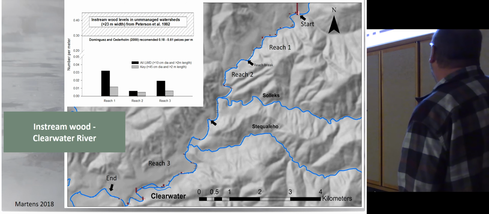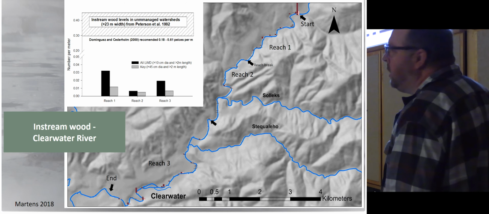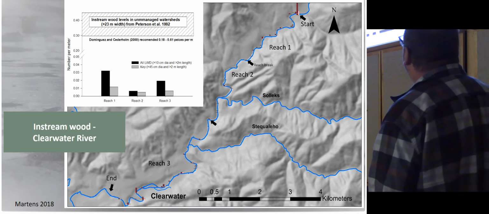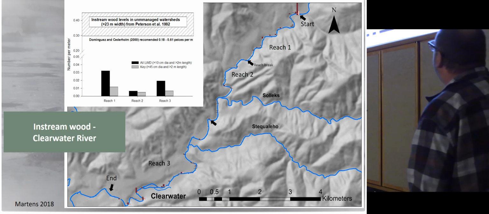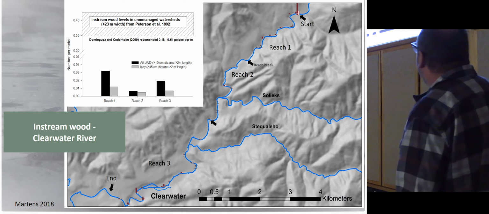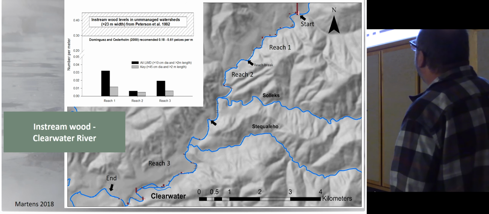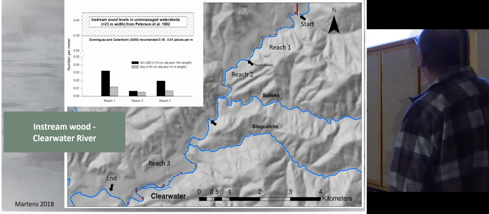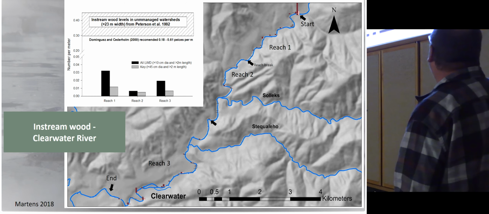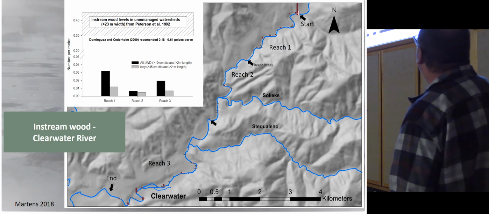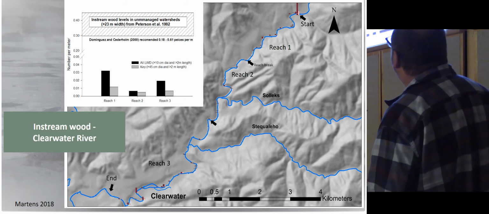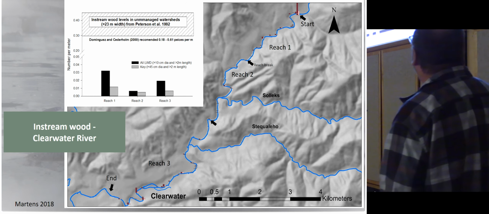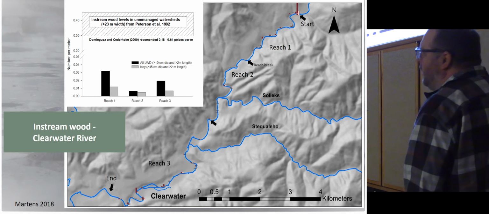Now, I'm concerned about wood in our smaller streams. I'm really more concerned about wood in our larger streams. And this is back to that Clearwater River survey. You see we have very low levels of wood in all 3 reaches, about 6 to 10 times less than the levels recommended from Dominguez and Cedarholm in 2000, or the levels found by Peterson et al. in 1992. Now, this is context dependent.